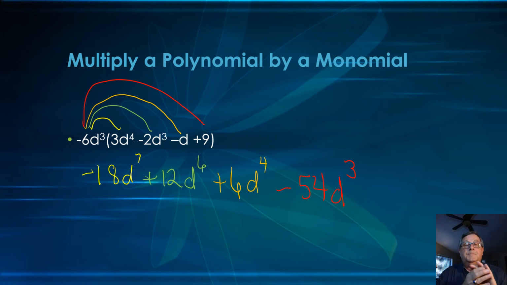All right. Distributive property, we're multiplying a polynomial by a monomial. And guess what we get to do next? We get to do all that and combine some like terms and add and subtract. We call it simplifying expressions. Coming up next.